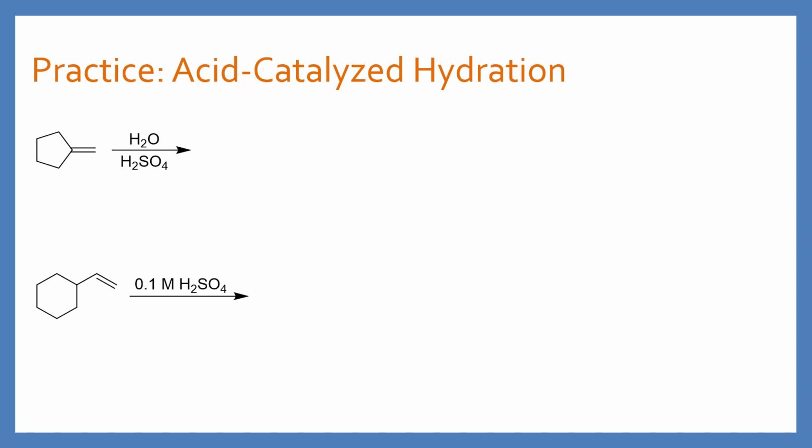In the second one, I'm going to go ahead and give you a heads up. This is actually prompting you to do a carbocation rearrangement. So once you draw that first carbocation that you would form, ask yourself, can I make a better one? The answer is going to be yes. And then go ahead and do the rearrangement so that you end up with a more stable carbocation.